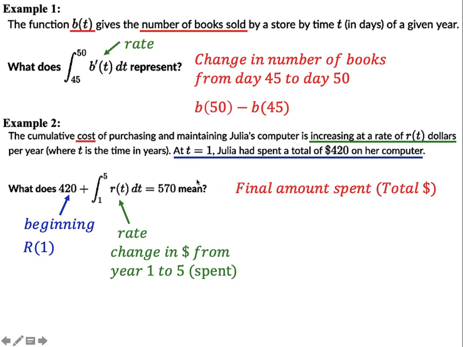So what this statement means then is we know that she has spent a total of $570, including buying and maintaining her computer. So that's how we use the context of the problem to give the problem a meaning and determine what different components of the problem mean. So this 570 then is the big R of 5, if you're looking at the fundamental theorem of calculus definition.